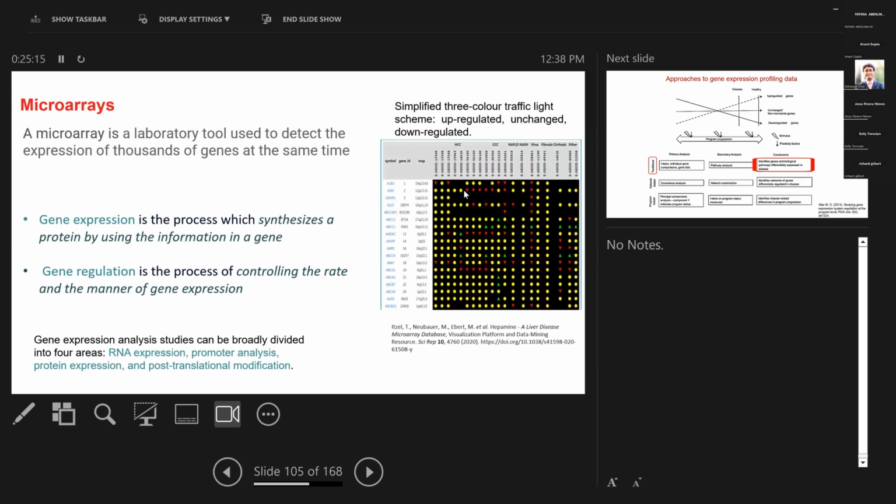So the tool is called microarrays, okay? So it allows us to detect the expression of thousands of genes at the same time, okay? Now, gene expression is the process which synthesizes a protein by using the information in the gene, whereas gene regulation is the process of controlling the rate and the manner of gene expression.